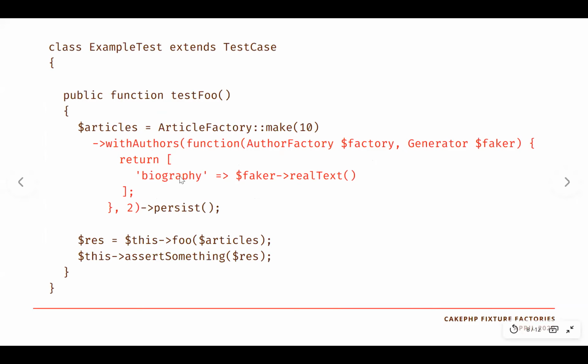If I have a biography field in my table that is filled with the Faker, you could give it something static, or you use Faker. That's thanks to this being a callable. You call Faker and generate any random real text. After that, you have your set of data that is persisted in your test database, and you can go on with your test, delete it, whatever you want to do.